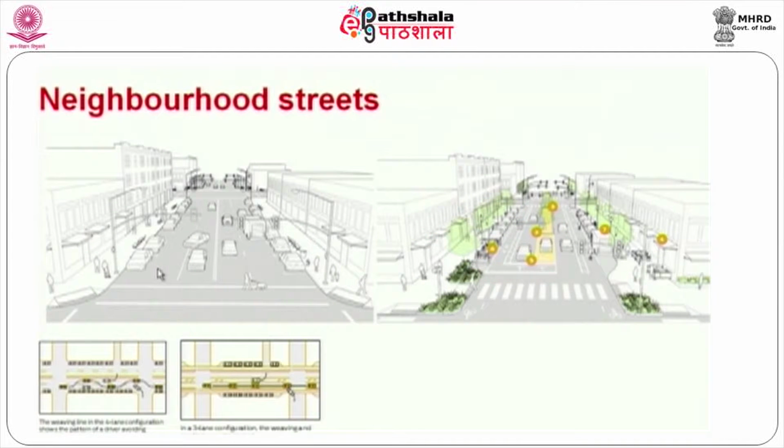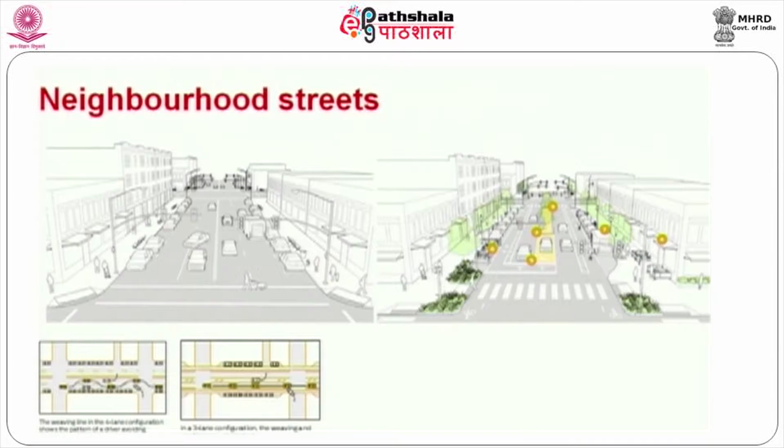Now this is an example of a neighborhood street. When you have a large wide road, it's not that the entire spread of the right of way is being used properly or to an appropriate measure. What happens is, when you have a wide road and you don't have too much traffic, there is a lot of weaving and overtaking. People tend to overtake from one lane to the other, switch lanes very quickly, that you could see in the graphic that is here.